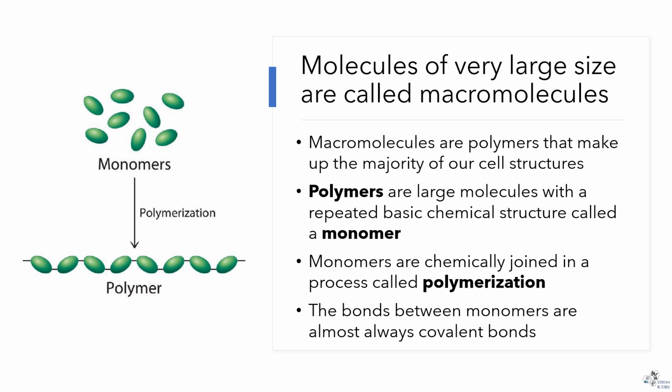So all of our large biomolecules are these polymers that have a repeated basic chemical structure. That repeated structure is called a monomer, a single unit. When these monomers are joined together chemically, we call that polymerization, making the polymer. And the bonds between these monomers are almost always going to be covalent bonds. So we can see here, there's a group of monomers. The monomer is that little green pill looking thing. And the act of polymerization makes those bonds between the different monomers.